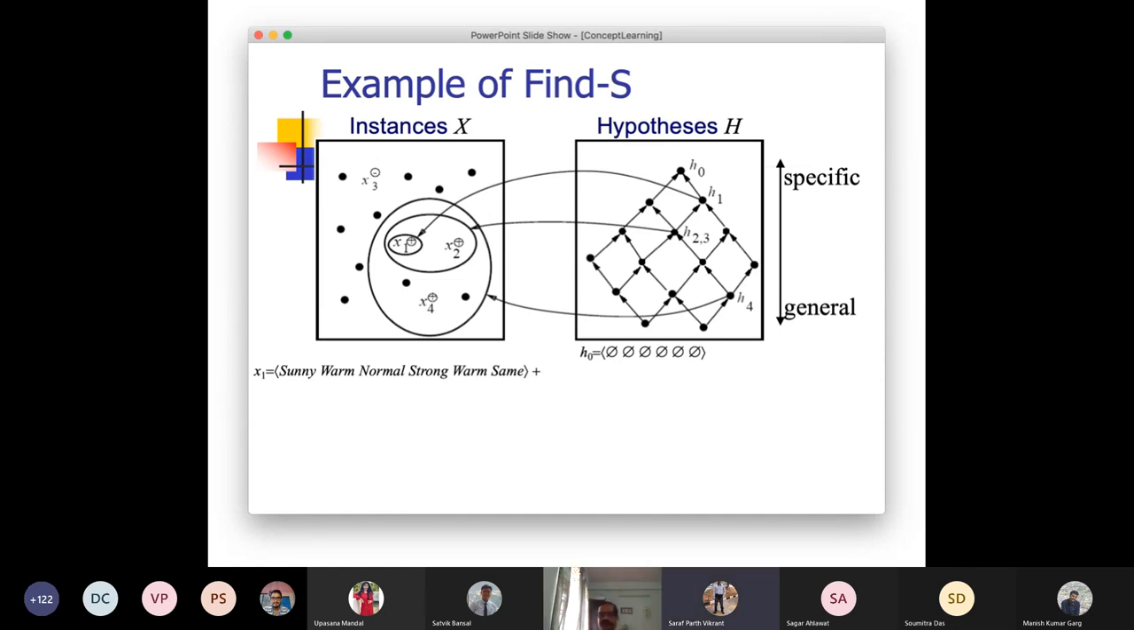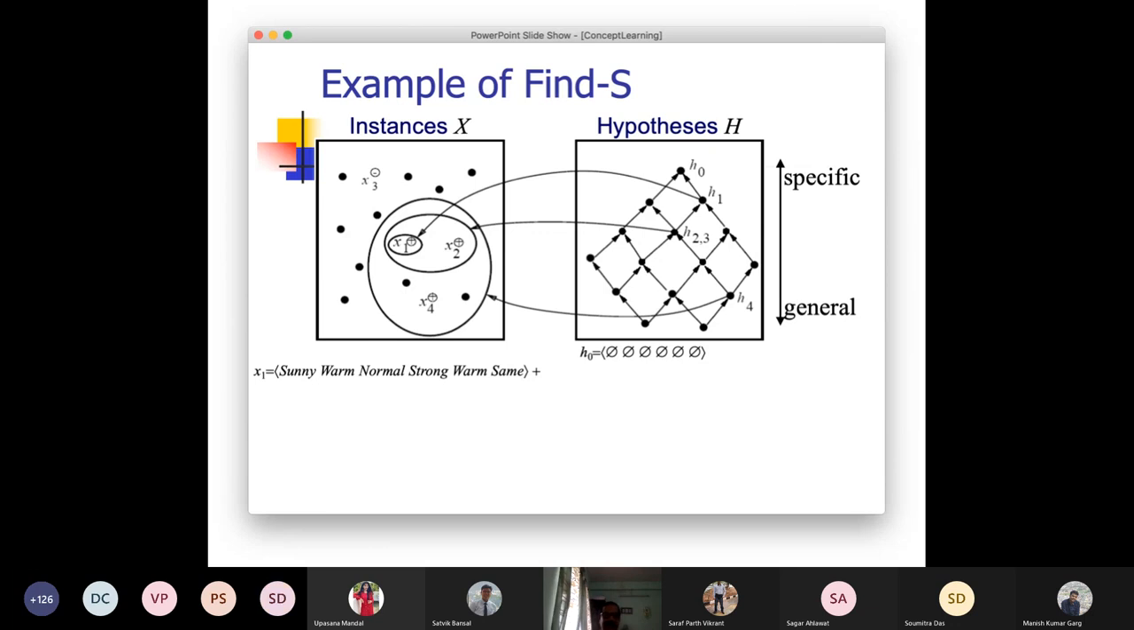Can anyone tell me? X1. Same as X1. So H1 would also be represented the same way, but the meaning is different. You understand the meaning is different. It means that sky equals sunny and temp equals warm, etc. I hope you understood, right?